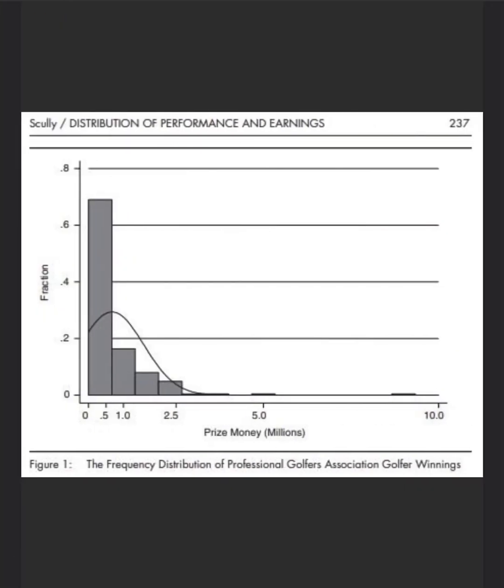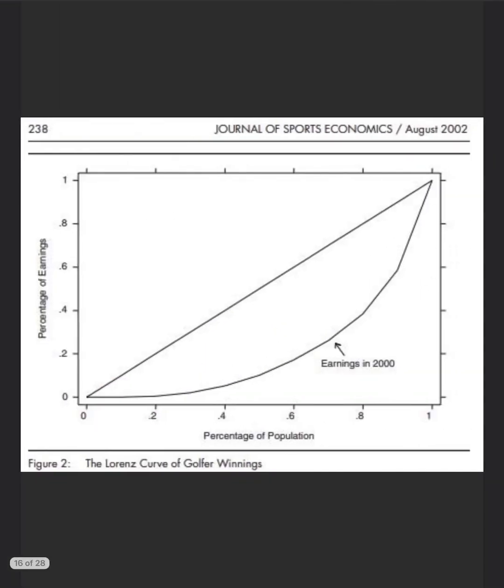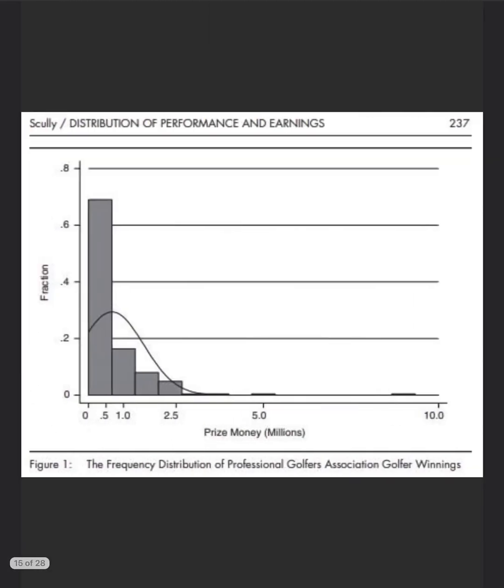So here's a graph of the distribution, performance and earnings from Scully's paper in the 2002 Journal of Sports Economics. And this shows the winnings by professional golfers against the fraction of golfers that won that much. So this is just a percentage, right? So somewhere around 70% of golfers win less than $500,000 in total earnings. And we see here, maybe that's 15 to 17% of golfers win in this range of $1 million.